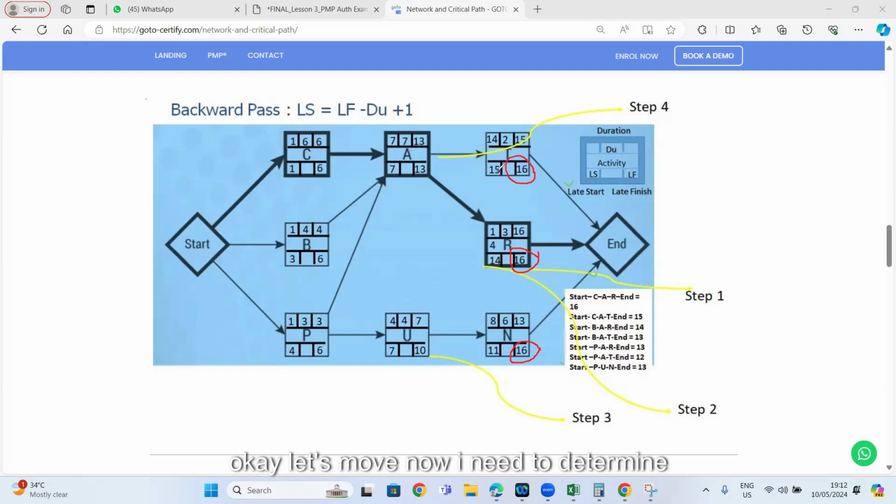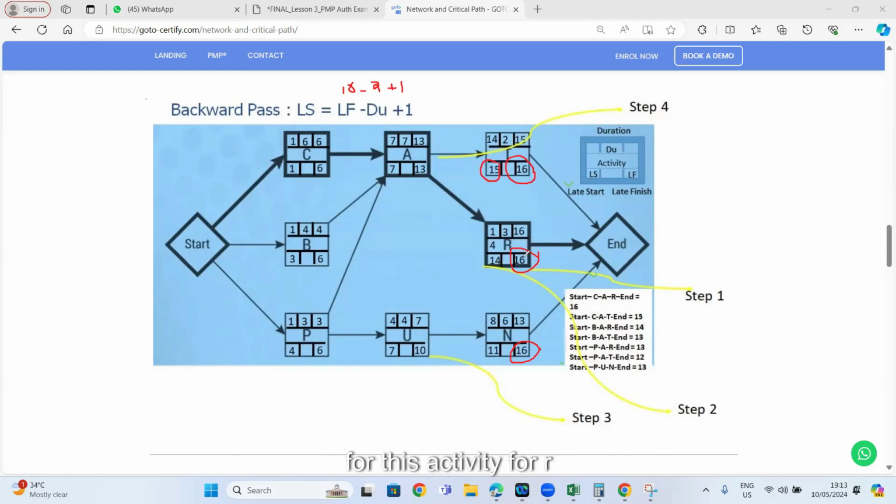Okay, let's move. Now I need to determine the late start then. What is the formula? What is the late finish? It is 16. What is the duration? For example, for activity T, the duration is 2 days. So I need to minus 2 and then add 1. So 16 minus 2 is 14, plus 1 is 15. Yeah, correct. So this is 15 here.